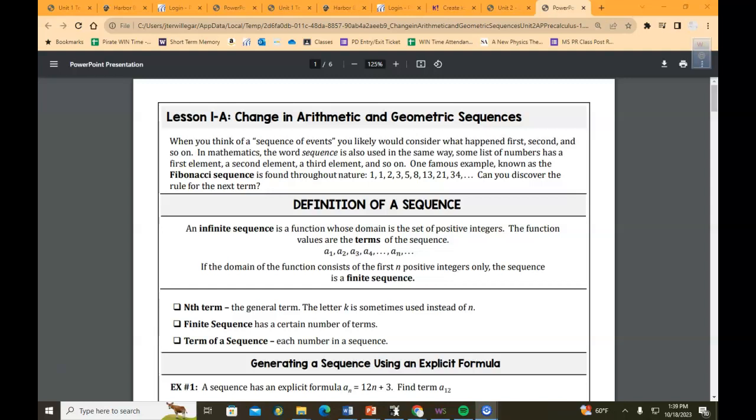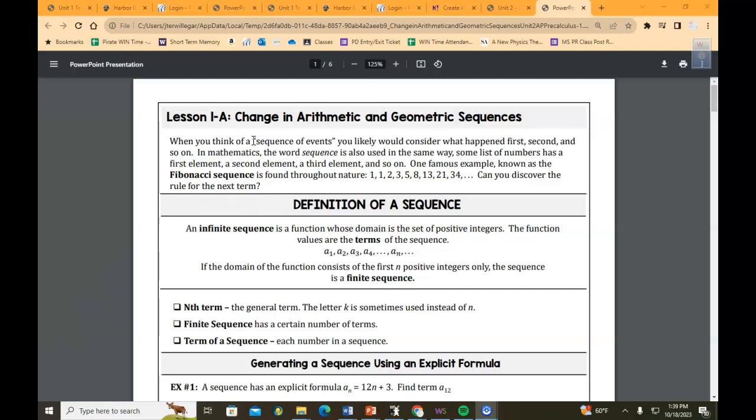Today we're looking at 2.1, arithmetic and geometric sequences. When we think of a sequence of events, you likely think of what happens first, second, and so on. In math, a sequence works the same way, but it's first element, second element, third element. The most famous sequence is the Fibonacci sequence, and it's found throughout nature.